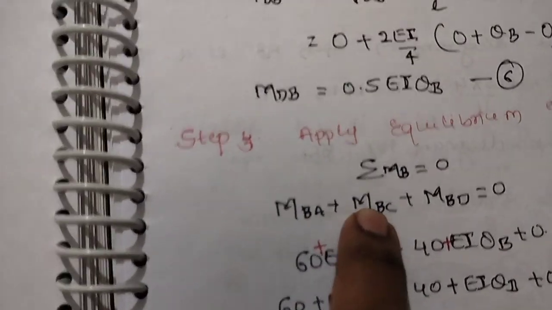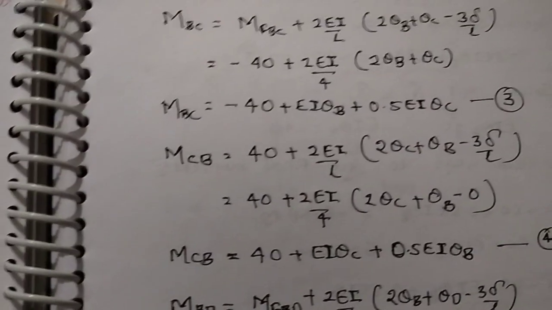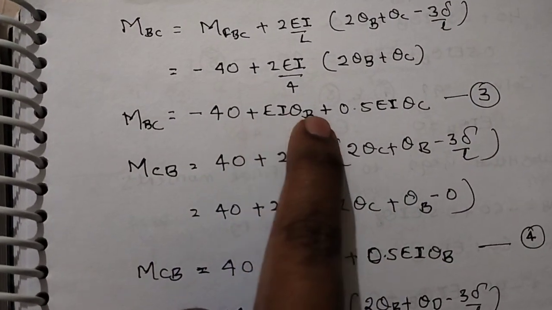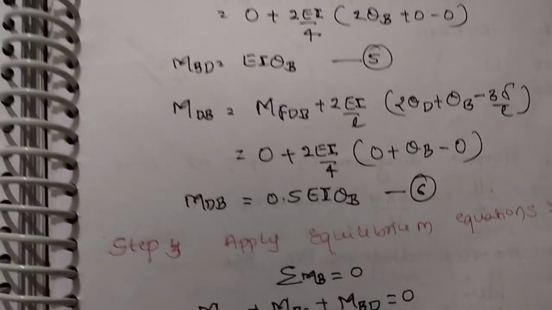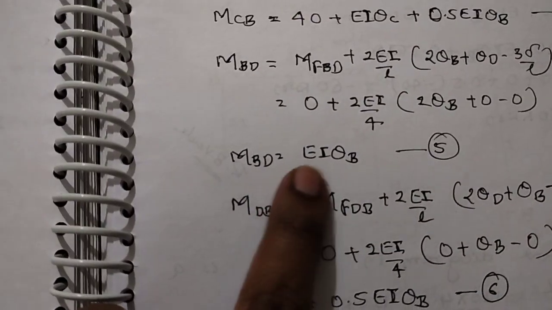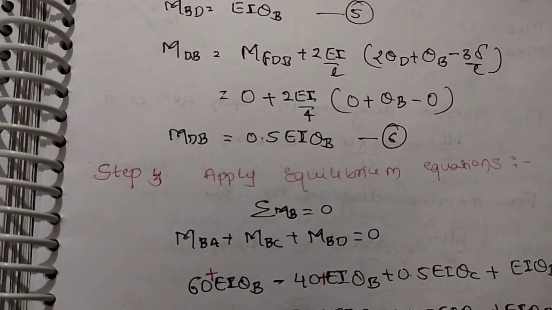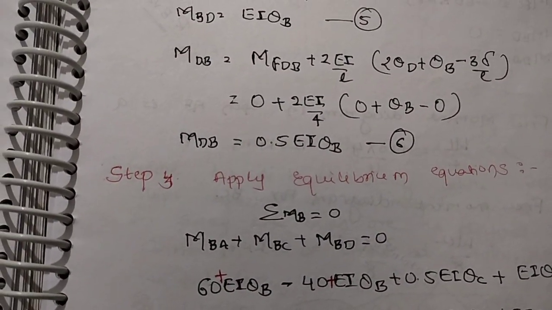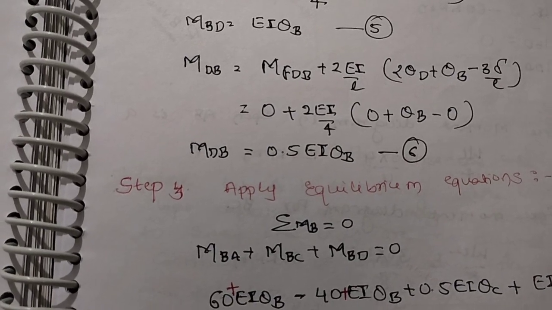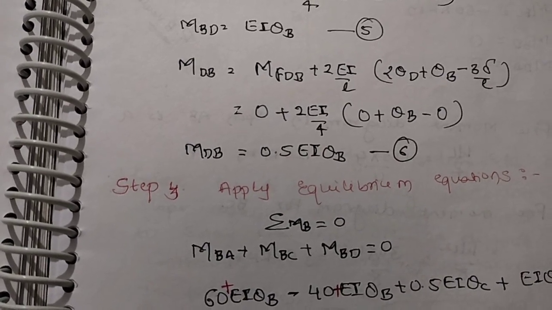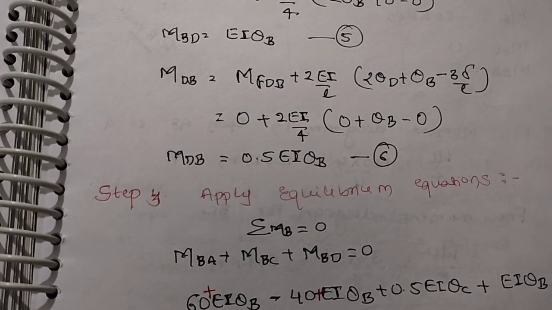MBC, where is that equation? MBC is here, it is calculated: minus 40 plus EI theta B plus 0.5 EI theta C. Next, MBD is EI theta B. So if you substitute these, finally you are getting 3 EI theta B plus 0.5 EI theta C is equal to minus 20. This is equation number 7.